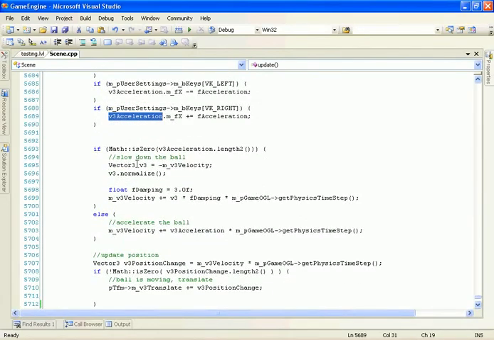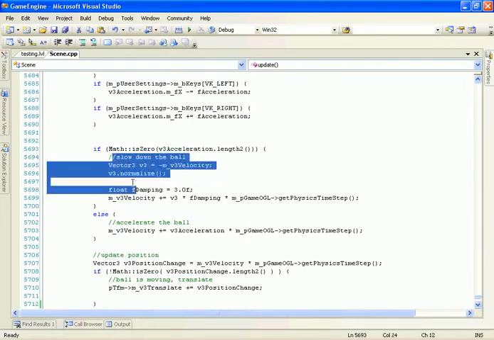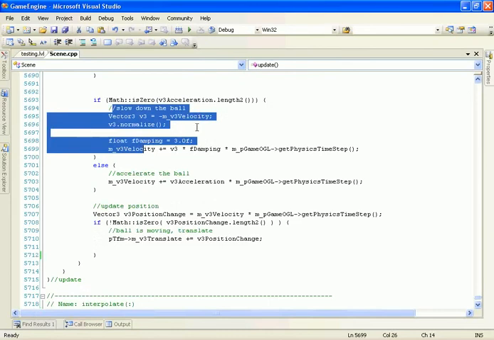I then have a check here to see if the acceleration value is equal to 0. So the length of this vector, if it returns to us a 0, then we're going to go into here, and what we want to do is slow down the ball until it basically stops moving. I'll talk about this in a second, so just forget about this for now.